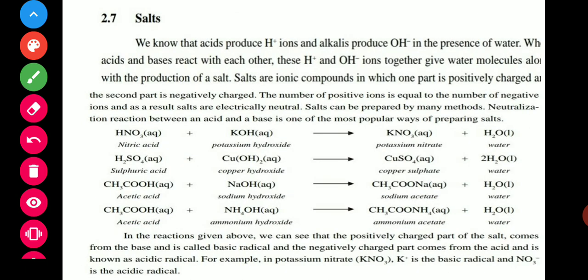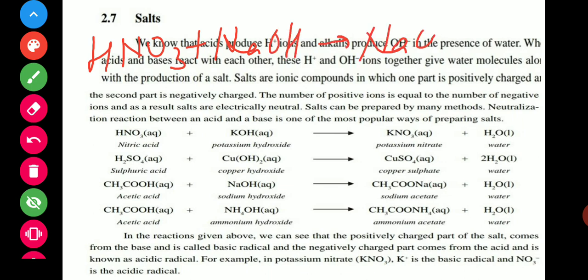of the pH scale. Now come to salt. What is salt? When an acid, suppose HNO3, reacts with a base, NaOH, it gives a salt, NaNO3, and water. So this is your salt. In this category, whenever acid reacts with a base, it forms a salt and water, like potassium nitrate and water. So that is the salt.